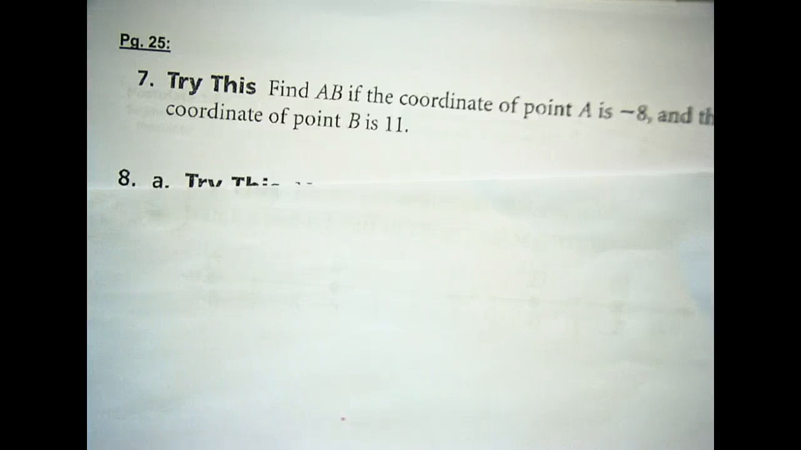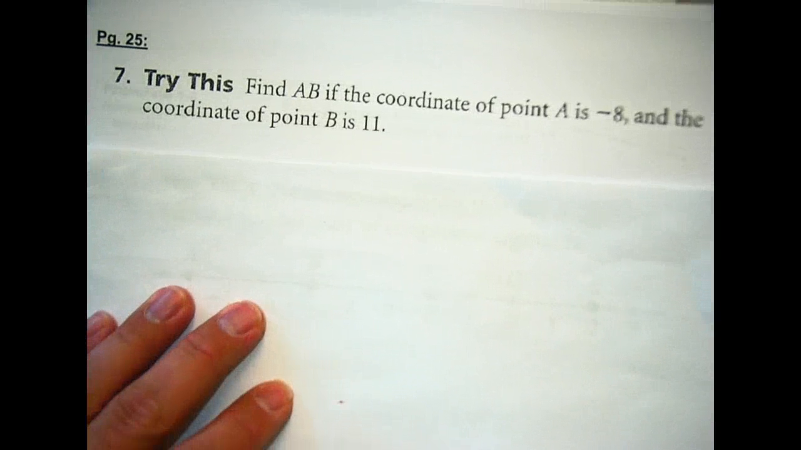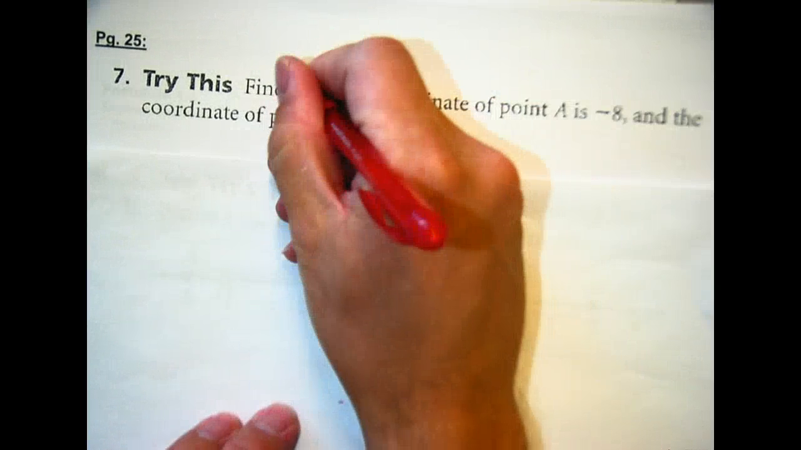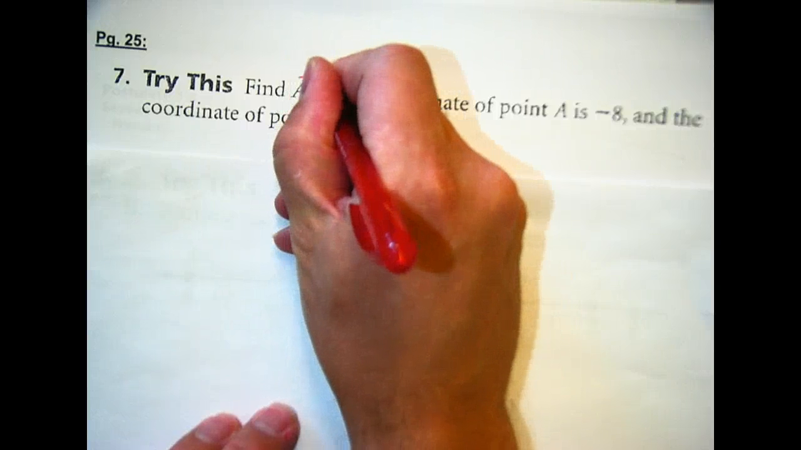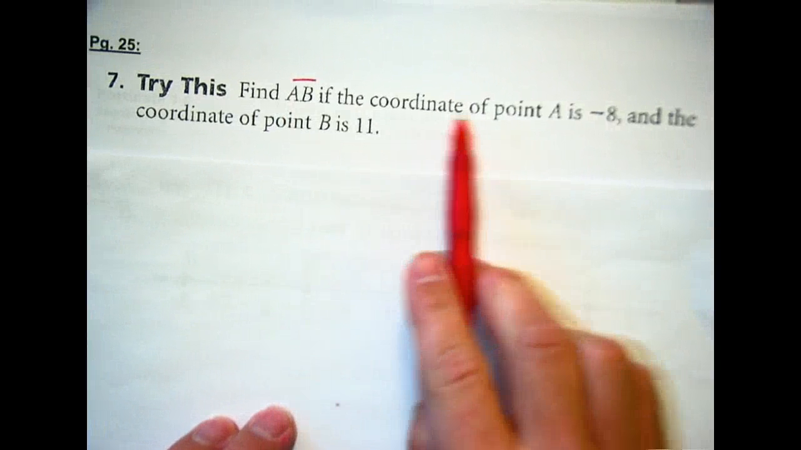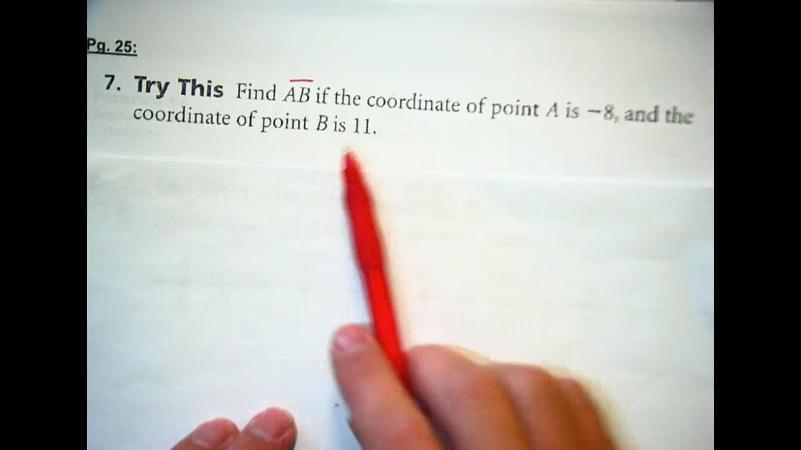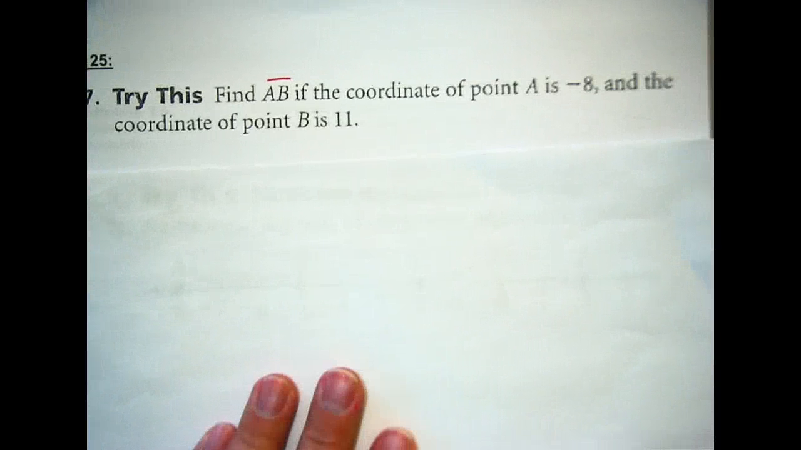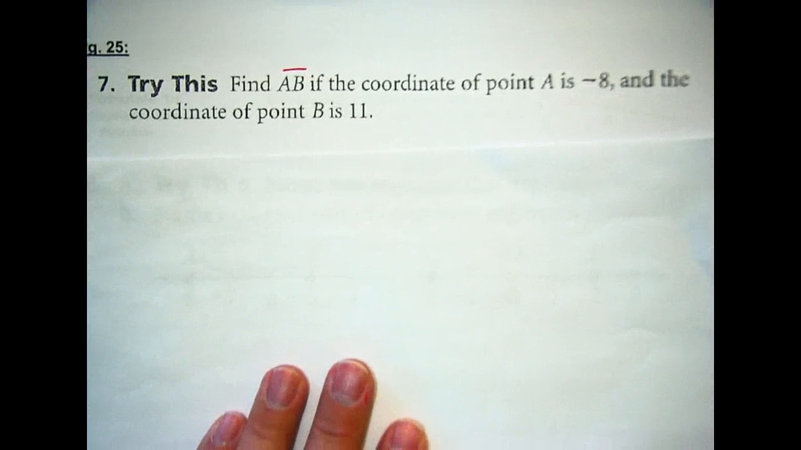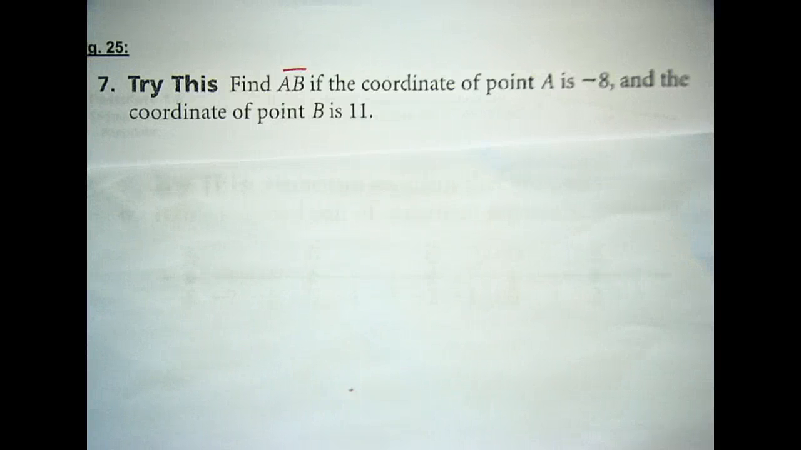Number 7, I want you to tell your neighbor, find AB. That means find the length of AB. Notice sometimes they don't put the little line over it. Find AB if the coordinates of point A is negative 8 and the coordinates of point B is 11. I want you to do that right now. You don't have to write it out, but I want you to figure it out. You get 10 seconds, and then you get to tell your neighbor.